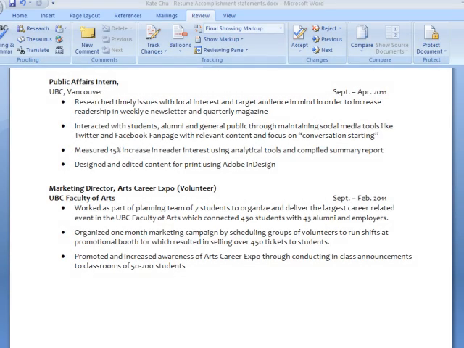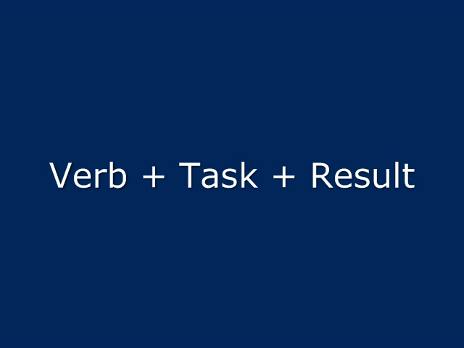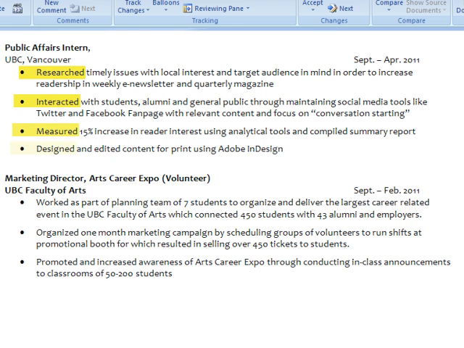Next, let's break down the parts of an effective accomplishment statement. Verb, task, and result. You start with an action verb like researched, interacted, measured, or designed. Next comes the task: interacted with students, alumni, and general public. Finish with a strong result, with relevant content and a focus on conversation starting.